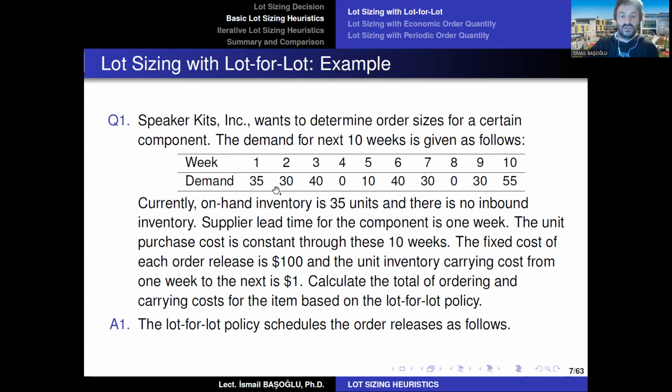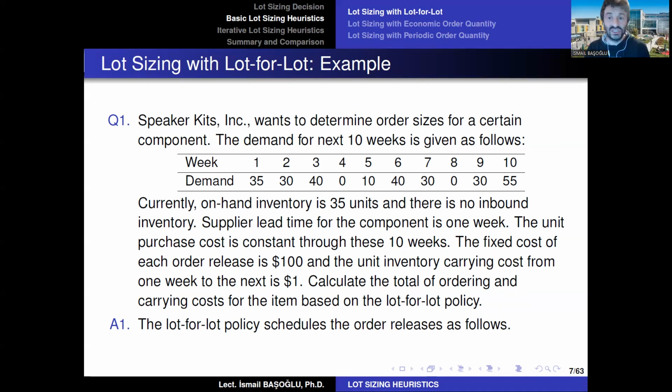in this table. As you can see, the demand of the first week is 35 units, then 30, then 40 units. So the demand amounts are approximately close to each other in the first 3 weeks, but suddenly it reduces to 0 in the fourth week. Then in the fifth week, it increases to 10. In the sixth and seventh week, again, it becomes stable around the same level, but again, it reduces to 0 in the eighth week. Then it becomes 30, and it becomes 55 in the last week. So as you can see, this demand pattern is dynamically changing. Even if we know the future demands, the pattern is dynamically changing here. So that's the problem we have here.